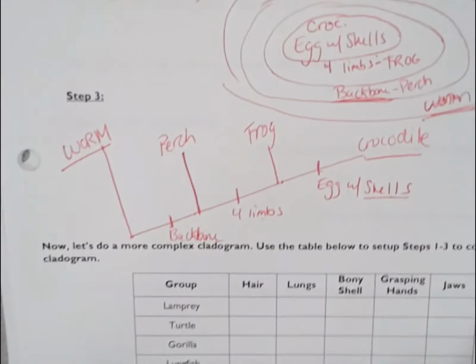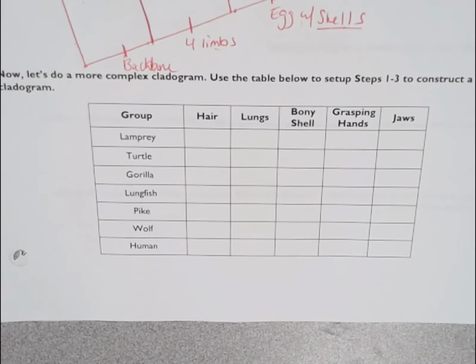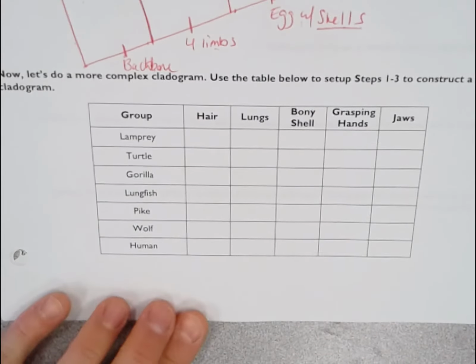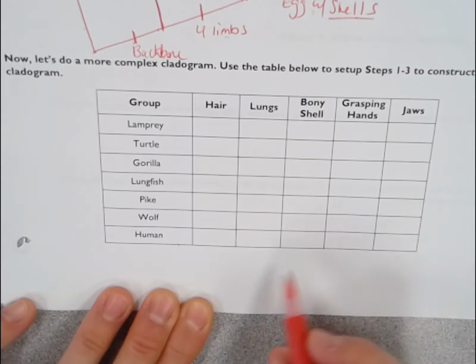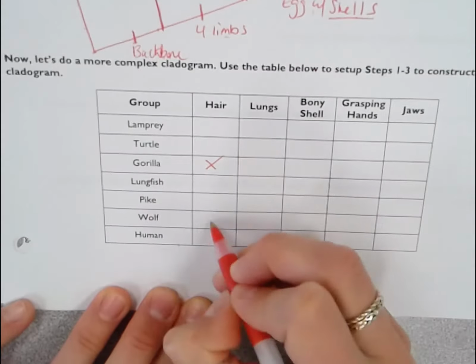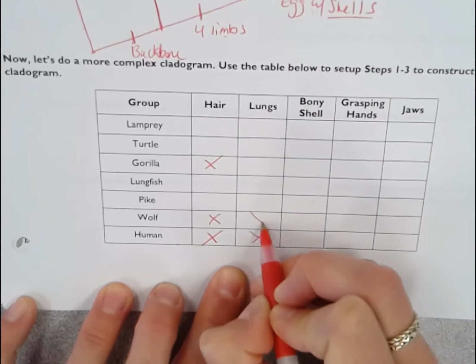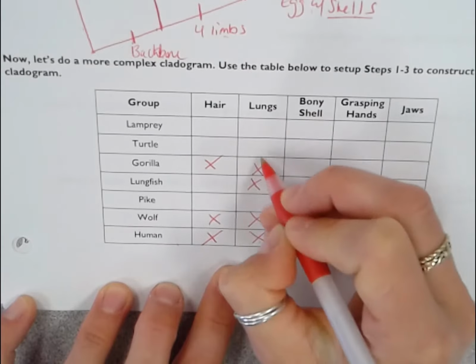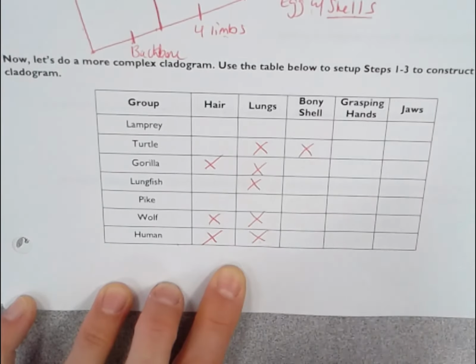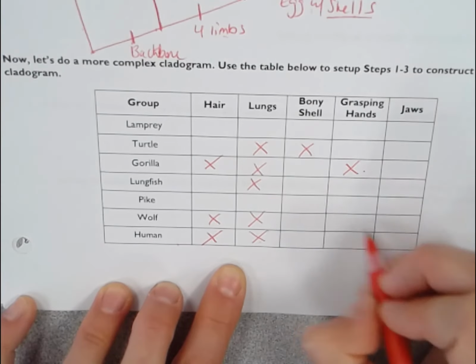Okay, so in this next one, I'm going to give you guys the next few minutes to do this. I'm actually going to fill out the X's for you guys, and then the first thing that I want you to do is count up the traits or the species that have each trait. So this one, the hair should be the gorilla, the wolf, and the human. The lungs should be the human, the wolf, the lungfish, the gorilla, and the turtle. The bony shell should just be the turtle. The grasping hands, excuse me, should be the gorilla and the human.